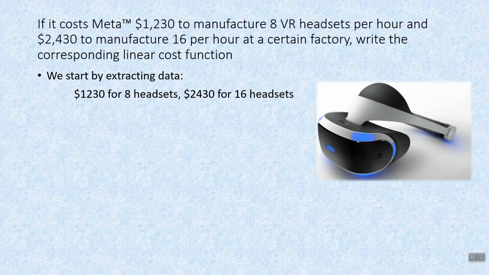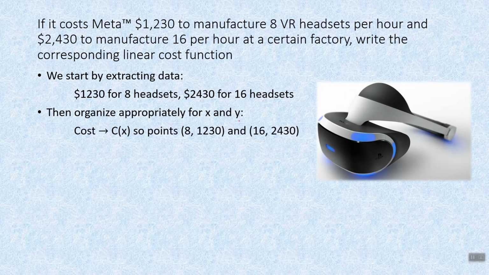We'll put the units, the dollar sign with the 1,230, and the 8 headsets. So we'll keep our units together. We'll keep these numbers, 1230 and 8, gathered together, 2430 and 16 gathered together. I'm not sure what we're going to do with them yet, but those seem to be the relevant aspects. So then we'll organize appropriately for our X and Y, and really think of this as input, output more than anything.